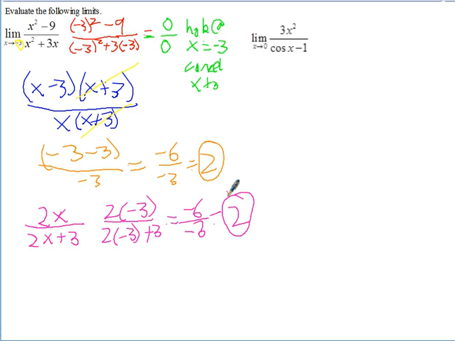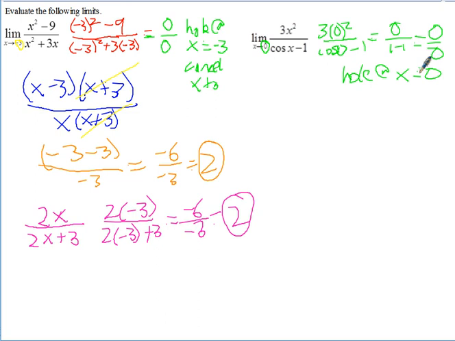Now let's take a look at the next one here. On the next one, we substitute again what x is approaching, in this case 0, so we have 3 times 0 squared over the cosine of 0 minus 1. So that gives you 0 on the numerator. Cosine of 0 is 1, minus 1, so you do get 0 over 0. Which again indicates there's a hole at x equals 0, and that means we need to cancel x.